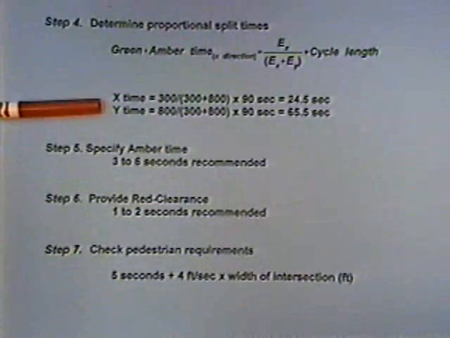What would you do if they were less than 20? Well, you'd have to borrow a second or two from the other street, or you'd have to look at going to a longer cycle length in order to get up to those minimum requirements. So just in review, you go through your initial set of calculations. Once you've done that, then you have to check to make sure that you've met pedestrian requirements.